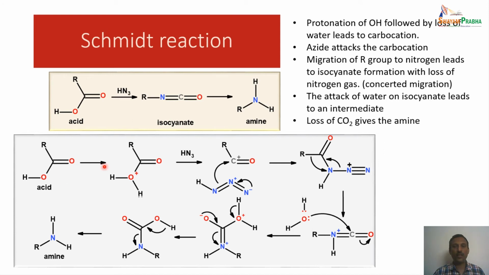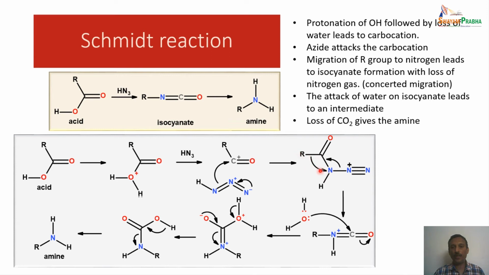The reaction is actually carried out in the presence of a strong acid. So the initial step is that the hydroxy group of the acid is protonated. This is the first step, and this loses a water molecule because it is a very good leaving group, and the loss of this water molecule leads to the carbocation. This carbocation is now attacked by the hydrazoic acid, and this leads to this particular intermediate, which undergoes the alkyl migration. So this R group is now migrating from the carbon to the nitrogen.